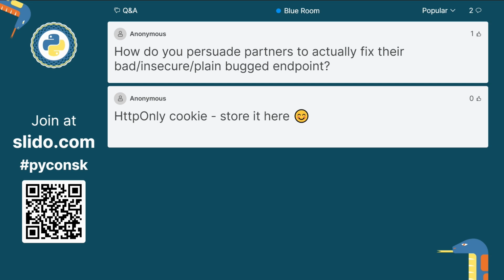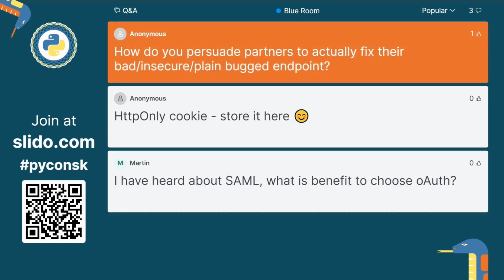How do you persuade partners to actually fix their bad, insecure, plain buggy endpoint? That's a good question, because my success rate is actually really low. Generally, what I did find increases the success is being annoying enough until support understands what your actual problem is. That definitely helps. They're the ones that will have to champion that to their technical team to actually solve it. But other than that, honestly, I didn't find any factor that would increase it. In 80% of cases, they just ignore you.